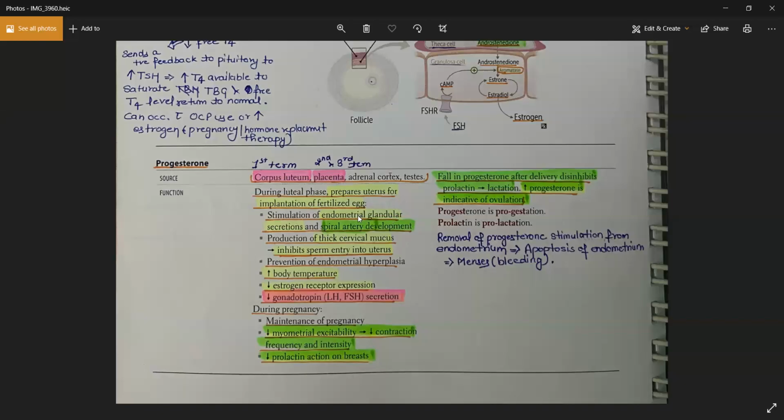If you do a biopsy of the endometrium after ovulation, when you have a very high level of progesterone, what you will see are tortuous glands, spiral arteries, and a thickened, or you can say edematous, endometrium. Why edematous? Because progesterone increases the secretion of the endometrium, which makes it very edematous. So the edematous endometrium, spiral arteries, and tortuous glands are all because of progesterone.